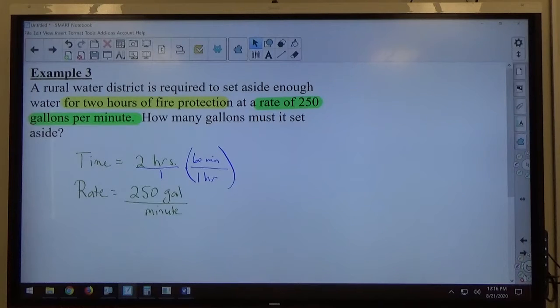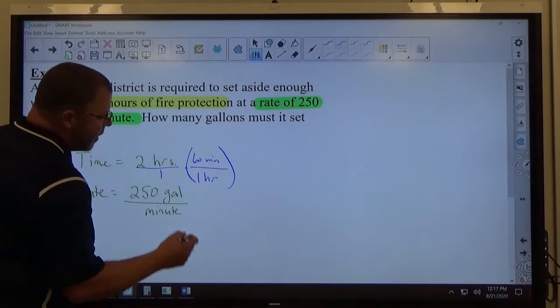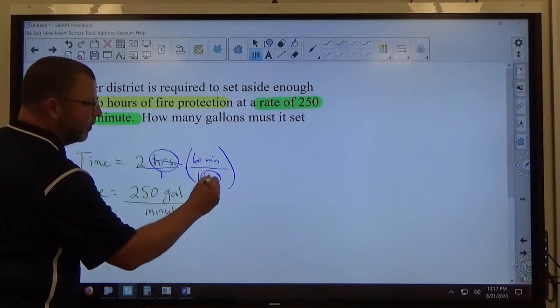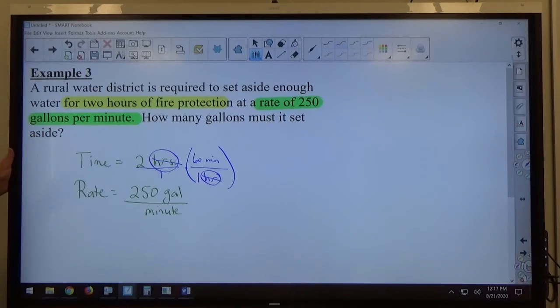That blue fraction there is known as a unit fraction. It equals 1 because the top amount and the bottom amount are the same amount, just with different units on them. So 60 minutes is exactly the same time as 1 hour. Does everybody agree with that? And when you divide something by itself, you get 1, a unit value, but it has different units on it. Then we have an hour unit on top and an hour unit on bottom that cancel out. And it's up to you to position it correctly for that to happen.